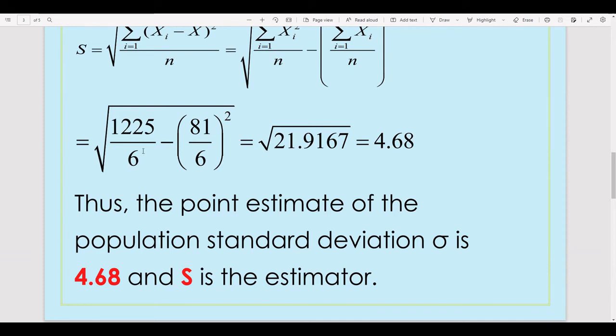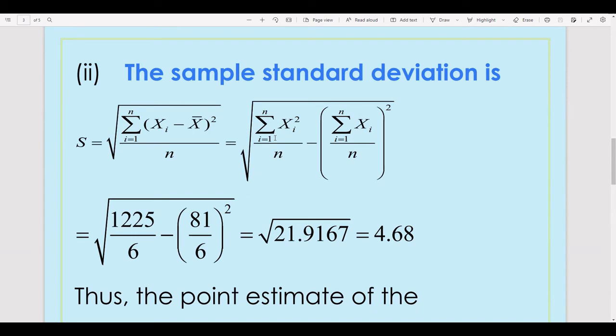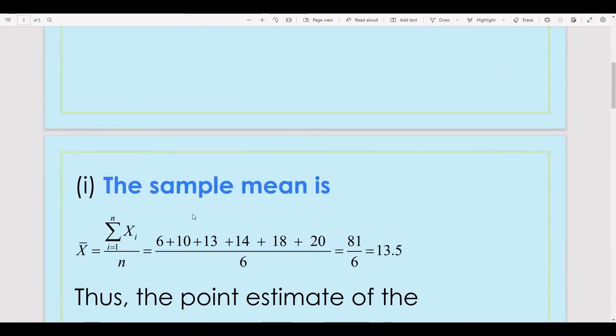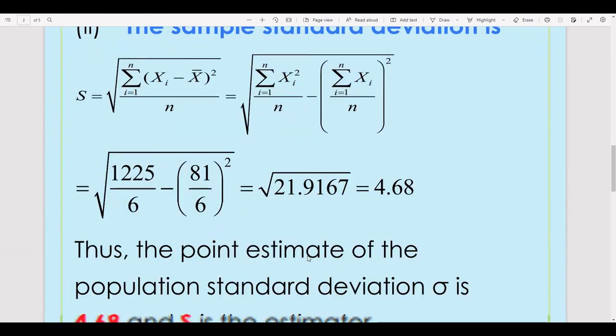So put the observations here. When you calculate sum of xi square, it means squaring each observation xi: 6 square plus 10 square plus 13 square plus 14 square plus 18 square plus 20 square, and after summing the answer is 1225, divided by 6, minus sum of xi, sum of all observations, 81 divided by 6, n is 6, so divided by 6, and squared. The answer is 4.68.